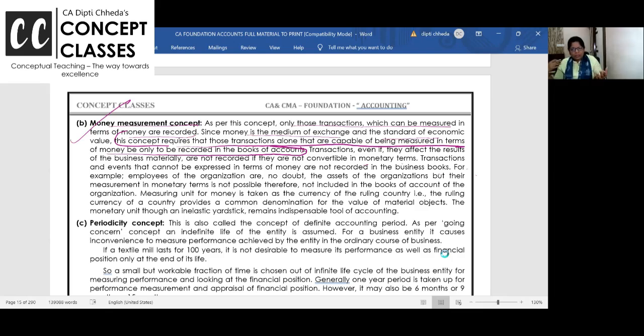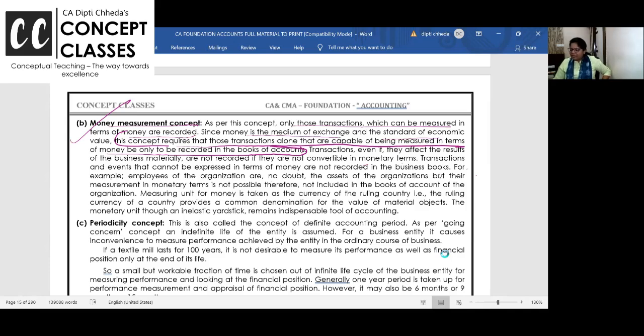So do I put my laptops and cameras value 10 lakh? No, no. Again, one more concept we can link with this: historical cost. How much money I have put in? 1 lakh. I should record 1 lakh. Got it? So, transactions, even if they affect the result of business materially, are not recorded.